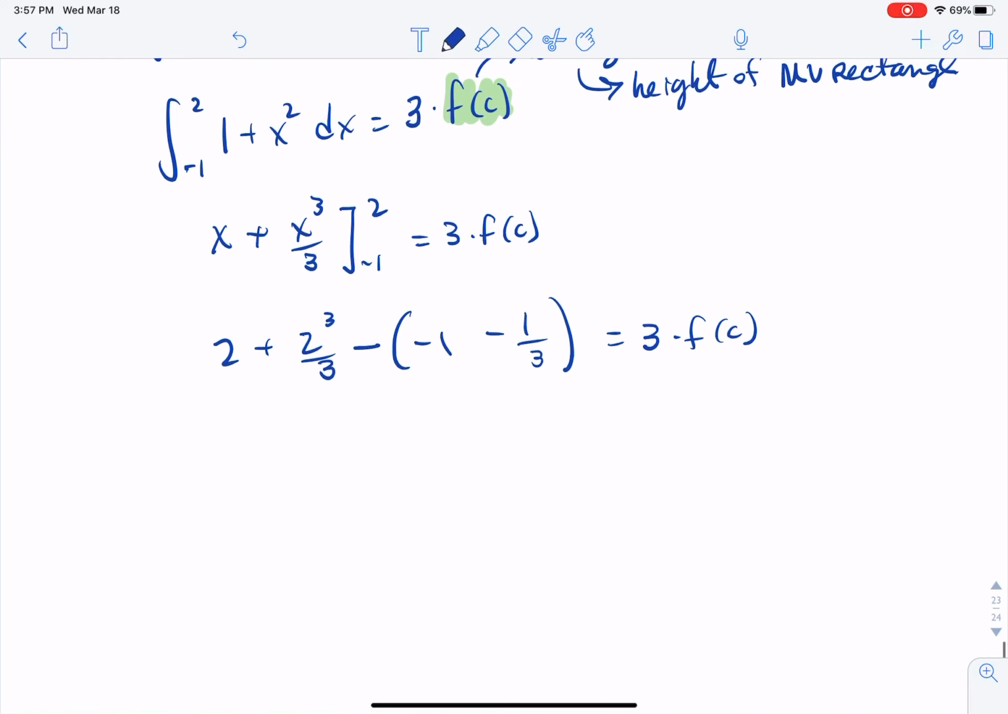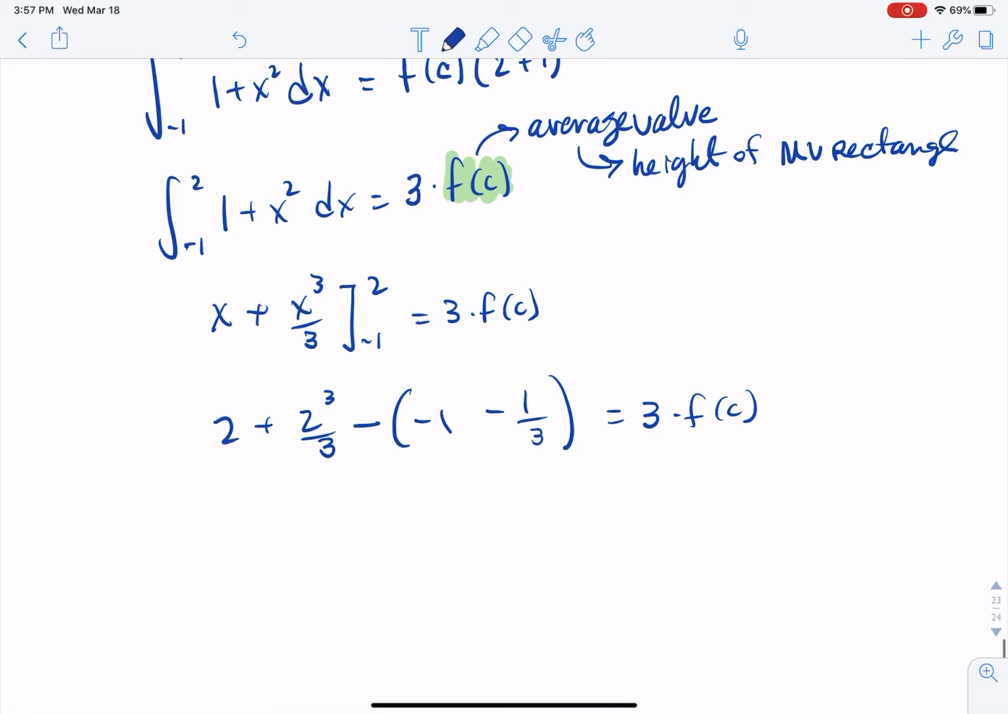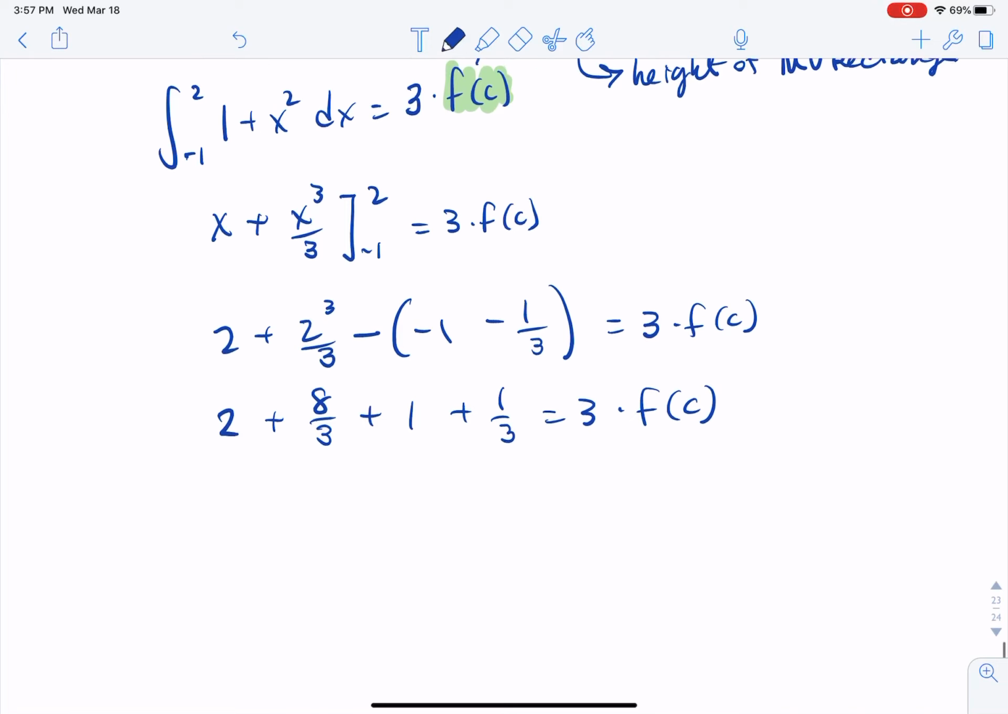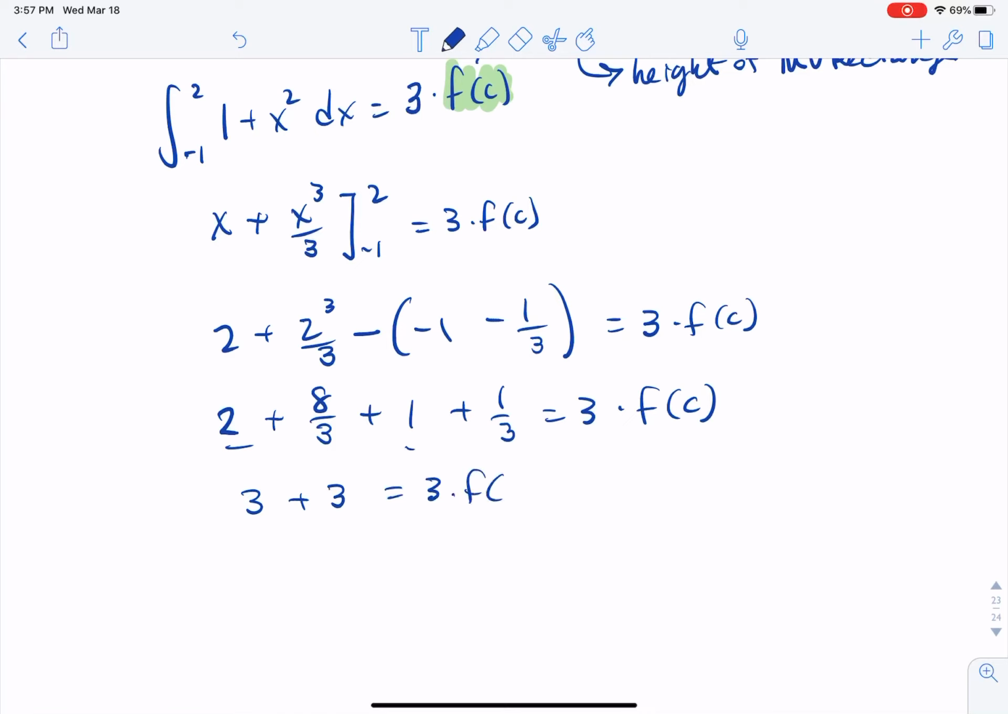Now let's do some arithmetic and simplify this. Is this a safe stop? It absolutely is not. 2 plus 8/3, and then let's distribute our negative sign through here. So minus and minus makes it a plus 1, plus 1/3. We've got a total of 3 there. And then 8/3 plus 1 more third gives us 9/3, which is another 3. So 6 is equal to 3 times f of c, which means that f of c is equal to 2.